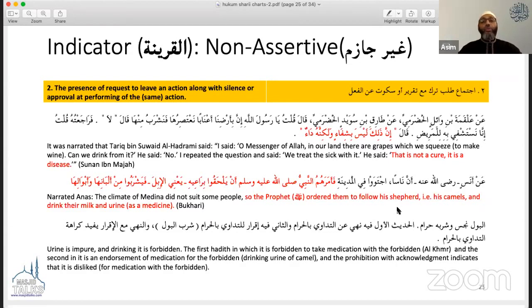So now when you use the urine of the camel for medicinal purposes, which is haram in general, but was allowed later on for this kind of disease, it is considered as a makruh. So that's what the qarina is: the presence of a request to leave an action along with silence or approval at the performing of the same action.